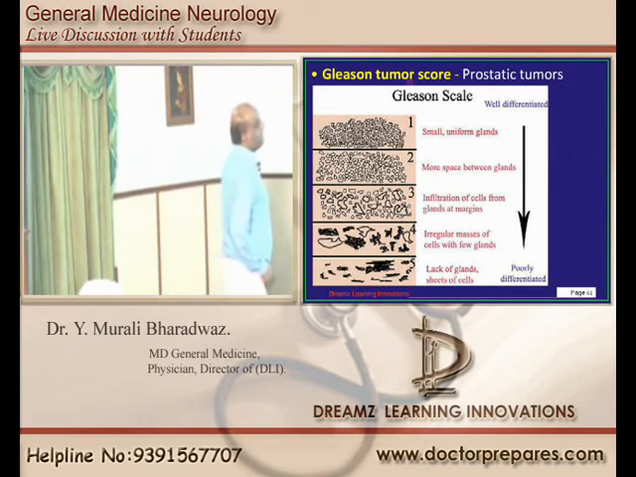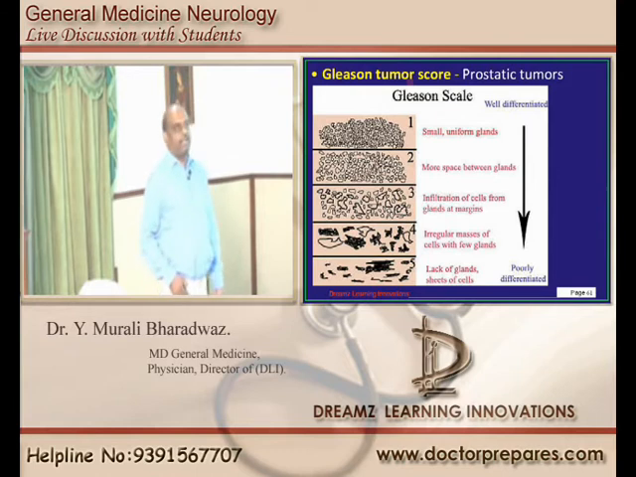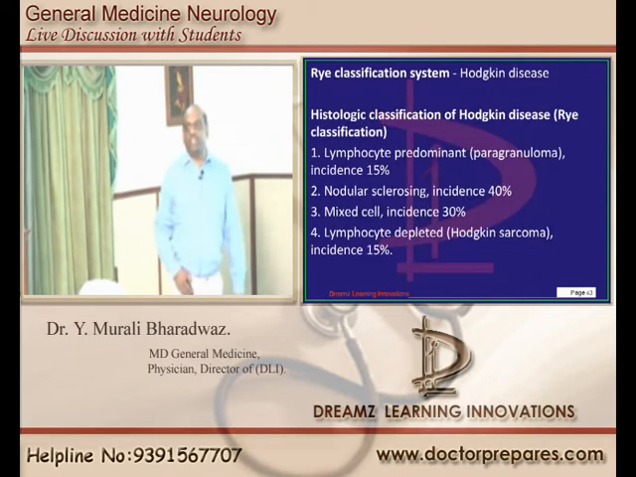Then where do we use the Gleason system? You all know, prostatic tumors. Small uniform glands, infiltration of the glands to the margins, etc. are the well differentiated to poorly differentiated. We use the Robson staging system in renal cell carcinoma. Then where do we use the Rye classification? In case of Hodgkin's disease.